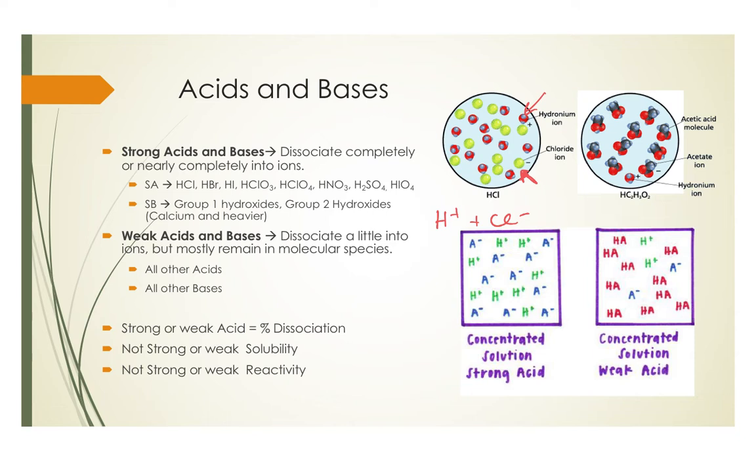A weak acid or base is one that does not dissociate completely. It remains primarily molecular, but we do get a little bit of hydrogen or a little bit of hydroxide off of it, or a little bit of hydrogen accepted or a little bit of hydrogen donated. So if we think about acetic acid, HAc, when this dissociates, you get mostly acetic acid molecules. So you still have mostly HAc, but you do get a little bit of hydrogen ion and a little bit of acetate ion.